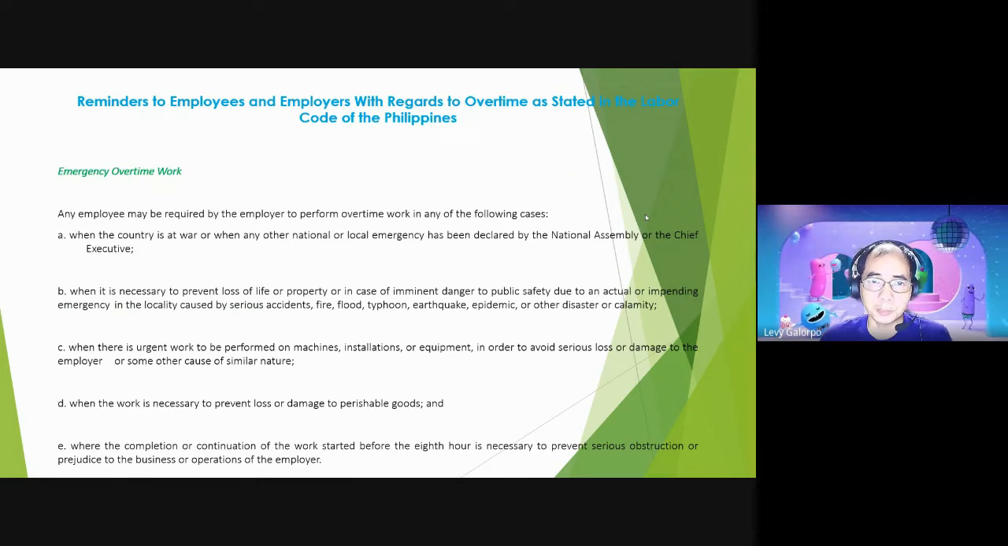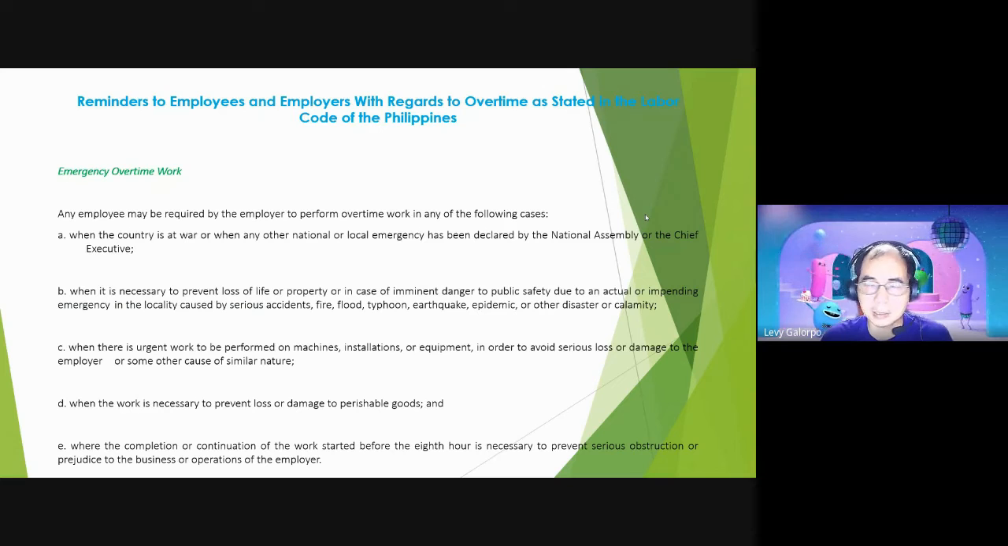Emergency overtime work. An employee may be required by the employer to perform overtime work in any of the following cases. Pag may gera, or when other national or local emergency has been declared by the National Assembly or the Chief Executive. May gera, tapos may emergency. When it is necessary to prevent loss of life or property in case of imminent danger to public safety due to an actual or impending emergency in the locality caused by serious accidents, fire, flood, typhoon, earthquake, epidemic, or other disaster or calamity.